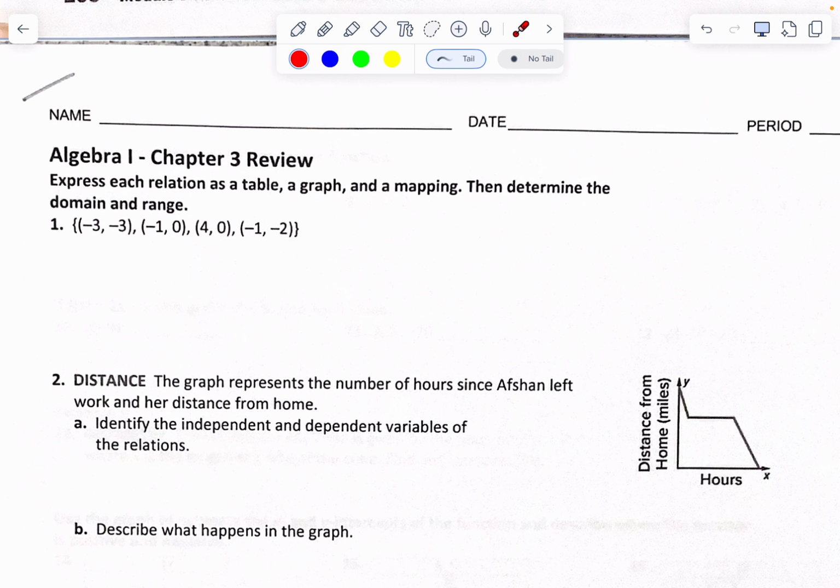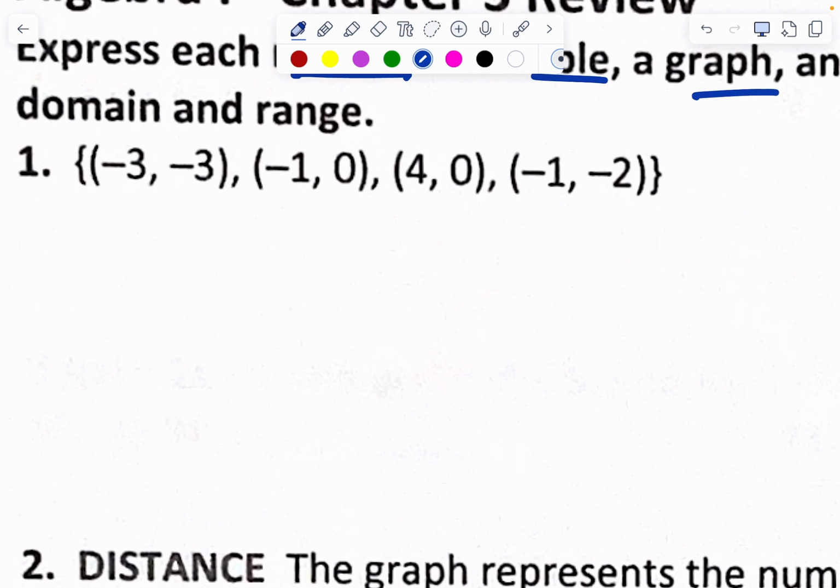So anyway, all right. Algebra 1, here we go. Chapter 3 review. This kind of goes in order. There were 6 sections to this chapter. One of the first things we talked about was relations and representing them as a table, a graph, a mapping, and then listing domain and range. So these are ordered pairs. We're going to first do a table.